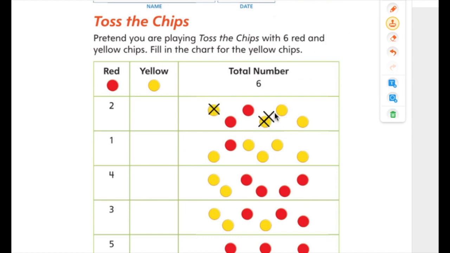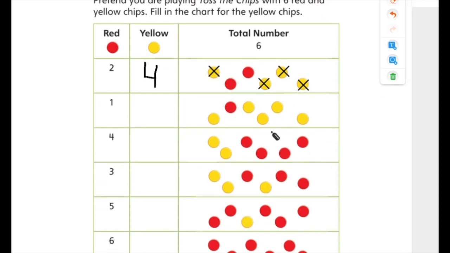1, 2, 3, 4. Oh, good, yeah, 4 yellow. So I'm going to take my pen and write a 4. 4 yellow. And then I can go and finish the rest. As always, make sure you turn it in when you're done.